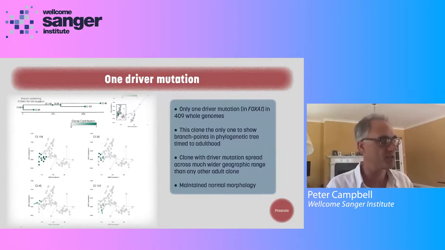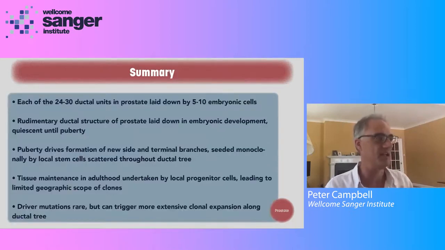So to summarize the prostate data, what I've shown is that each of the 24 to 30 ductal units in prostate are laid down by 5 to 10 embryonic cells. That rudimentary ductal structure laid down in embryogenesis is then quiescent until puberty, when there's a kick of androgens that drives the formation of new side and terminal branches. And that new duct formation is generated monoclonally by local stem cells that are already scattered throughout that ductal tree. And so the androgens act locally to induce that new duct formation.